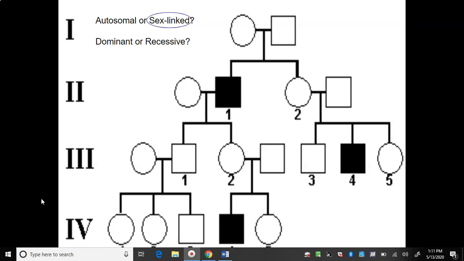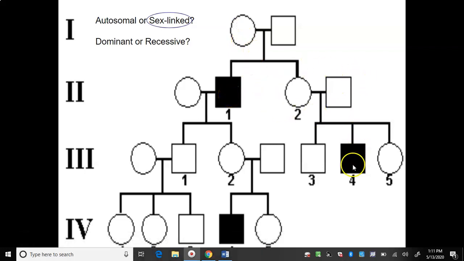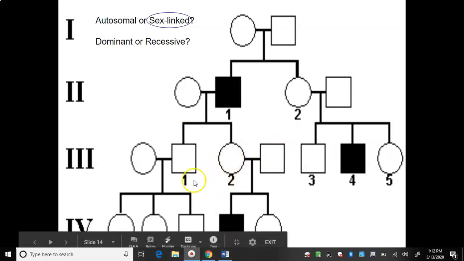So again, if it's dominant, you're going to see at least one parent have it, and in every generation. If it's recessive, you're going to see two parents that don't have it, but then they have a child that does, or it skips generations as well. In this case, you have two parents here that don't have it, but they have a child that does. Same thing here, and here. So this would be recessive.